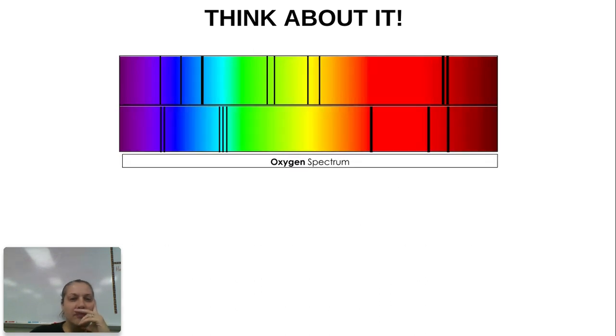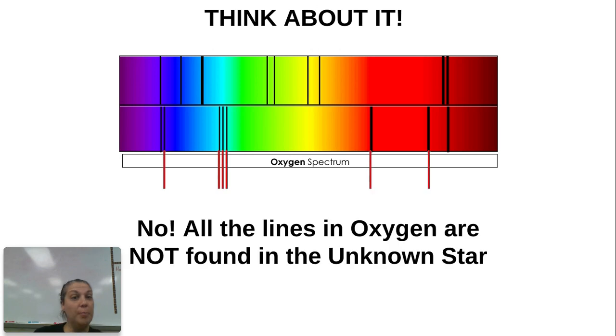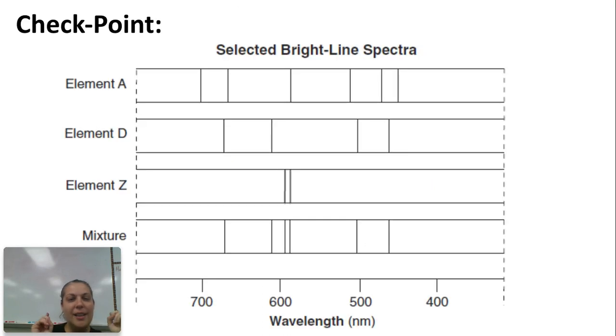What about oxygen? Remember, the mixture, the star is up here. We want to know if oxygen is part of this mixture. Nope. There are a lot of lines in oxygen that are not present in the star, so it cannot be found there. All right, let's look at this in our packet.